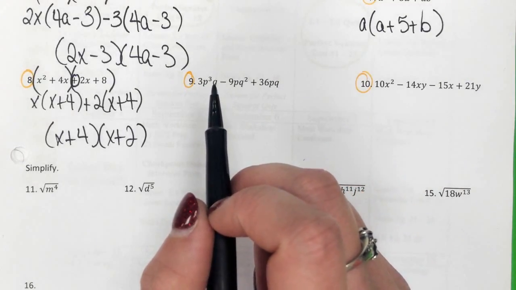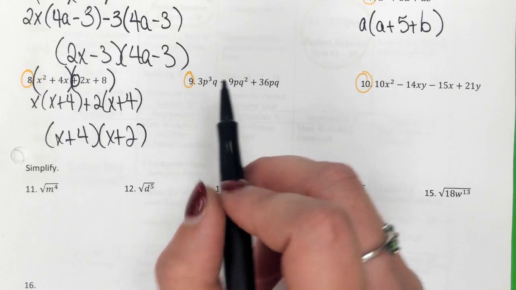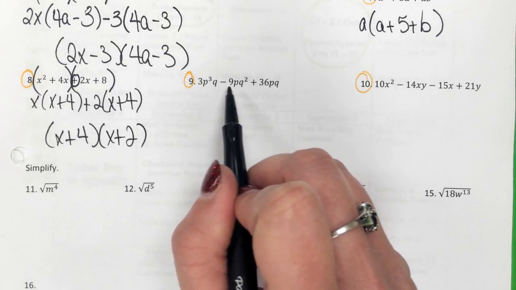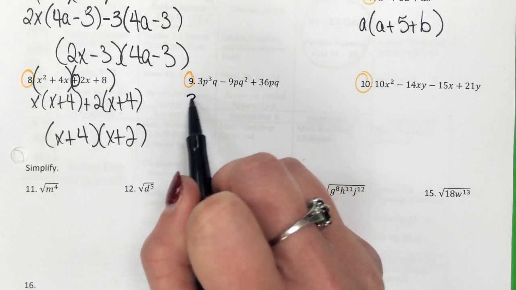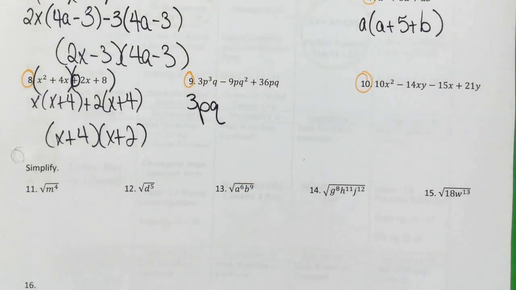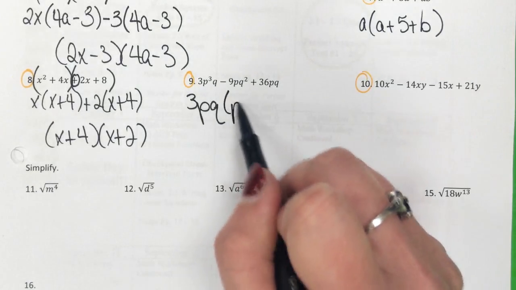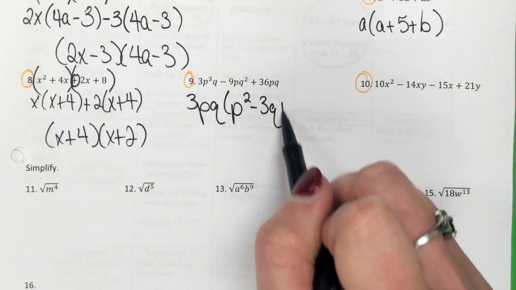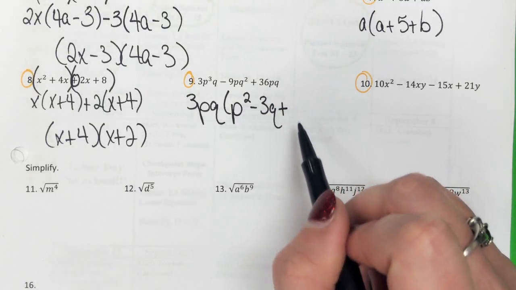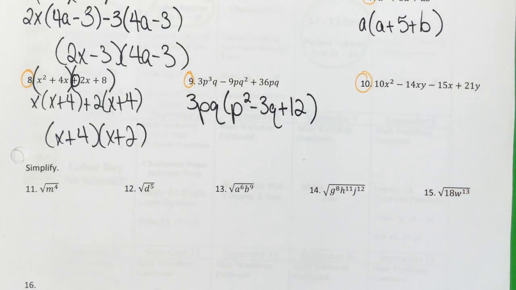So if we have 2 terms or if we have 3 terms, what do we have to take out? GCF. There you go. So what's common between all 3 of these guys? 3PQ. Perfect. Yeah, the square always comes first. Alright. Okay. Did y'all get that?